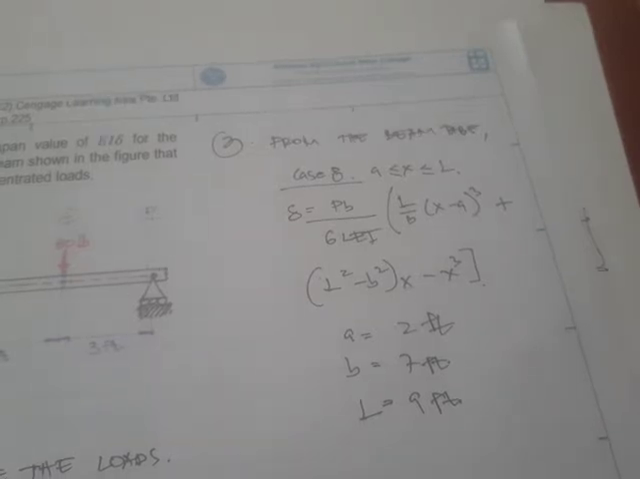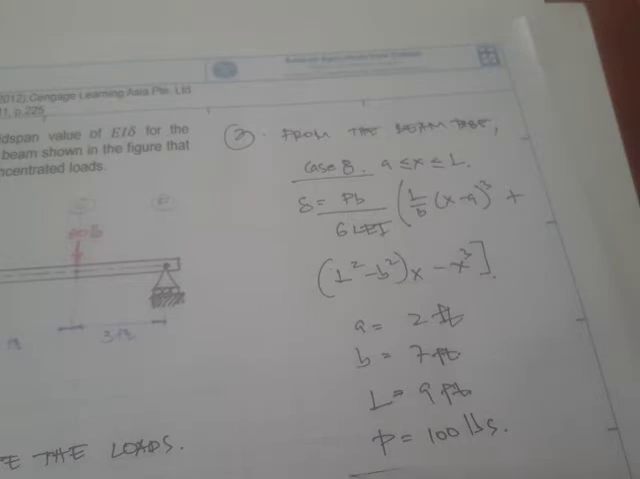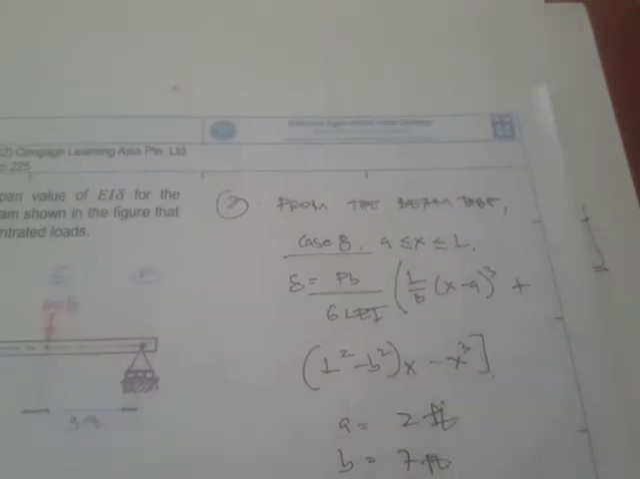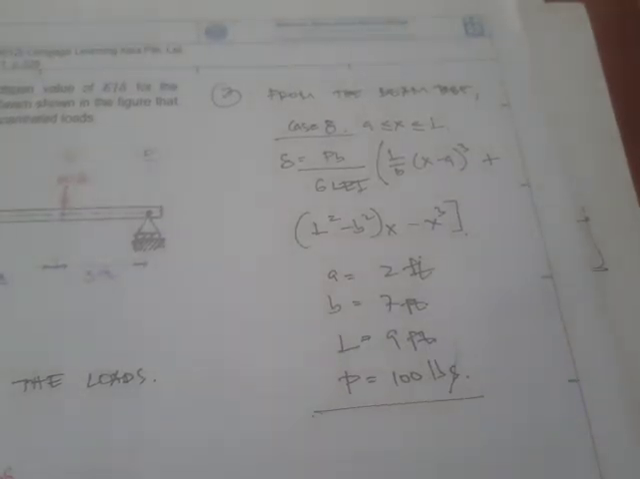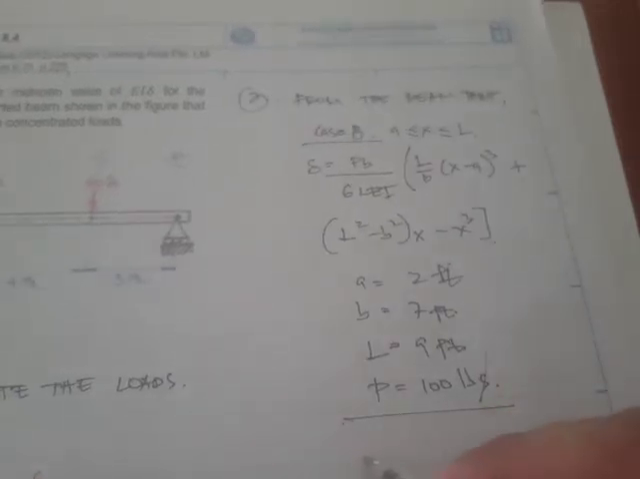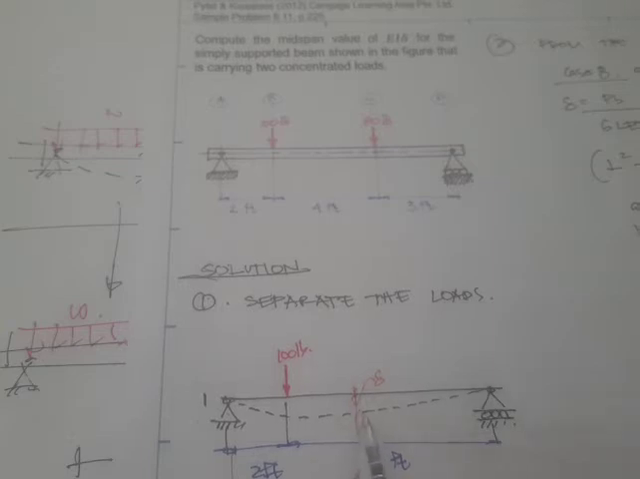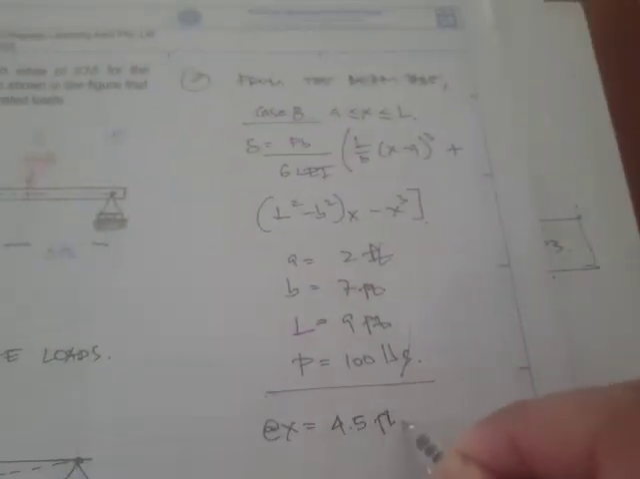And what's the value of P? So P is 100 pounds. Okay, so if you substitute all these values to this expression, what we get is... And by the way, let's just write here, and also at x, the position of the deflection where we want to solve is at x equal to 4.5, right? So at x equal to 4.5 feet.